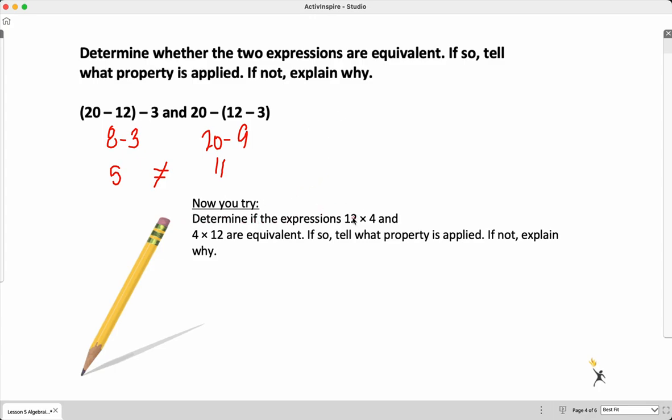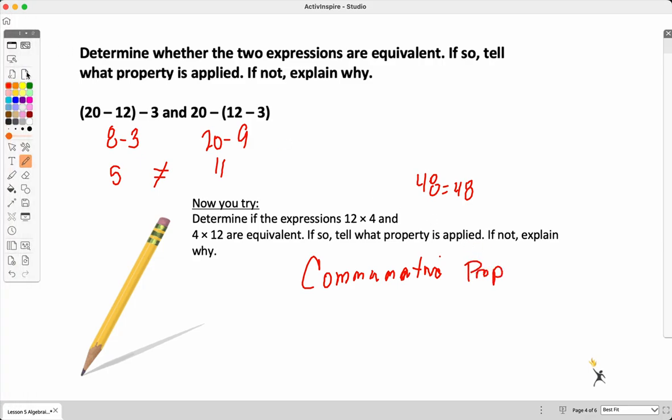Determine if this one is equivalent. Well, we know that 12 times 4 and 4 times 12 both equal 48, so we agree they're equivalent. But what property applies? What makes them equivalent? Well, you're right, it's the commutative property. Okay? That allows us to change the order and it won't change the answer. All right, let's keep looking at some other styles.